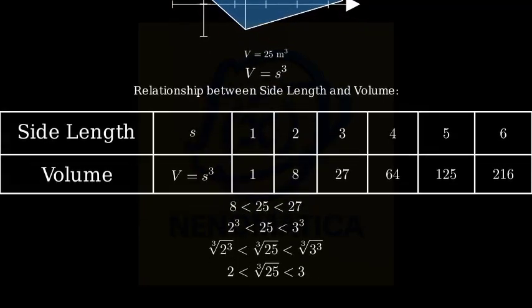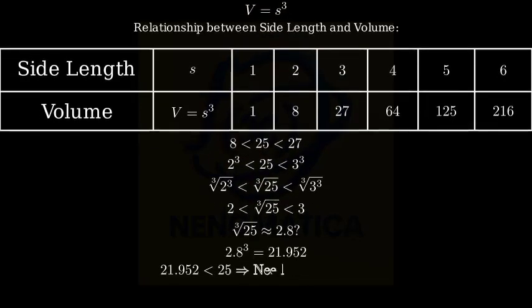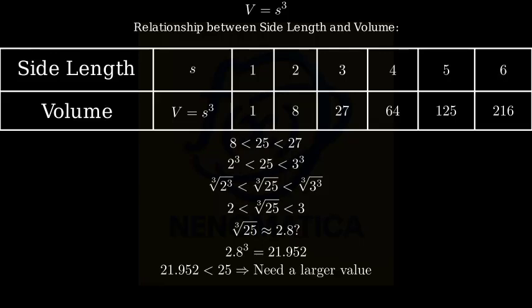Let's use a mathematical approach to find the exact value. To find a more precise value, we need to calculate the cube root of 25. Let's try some decimal values to get closer. Let's try 2.8. If we cube 2.8, we get 2.8 cubed, which equals 21.952. That's less than 25, so we need a slightly larger number.